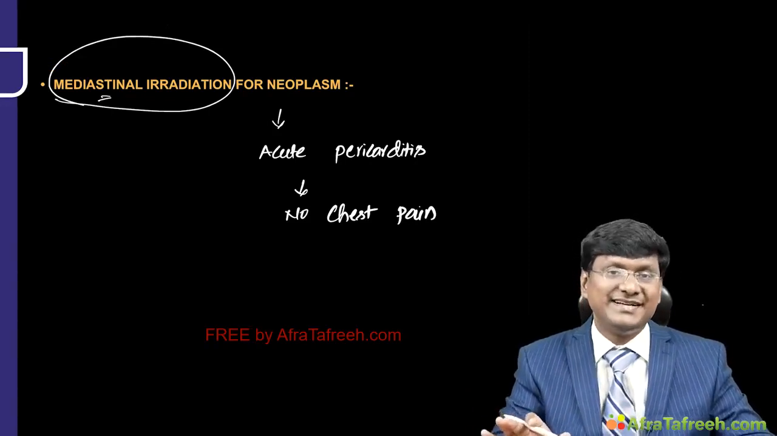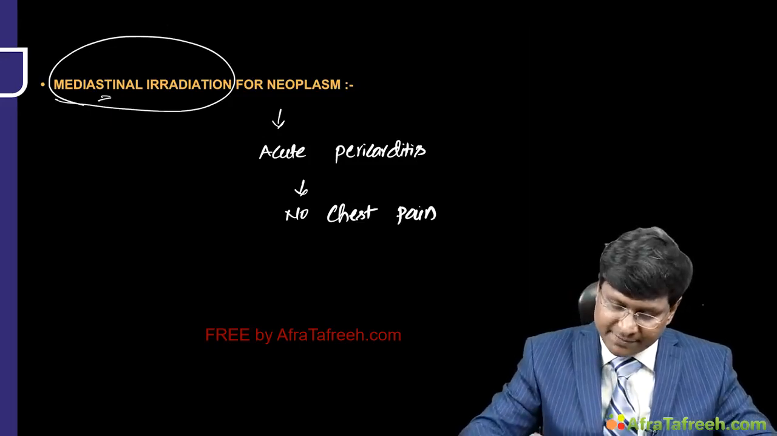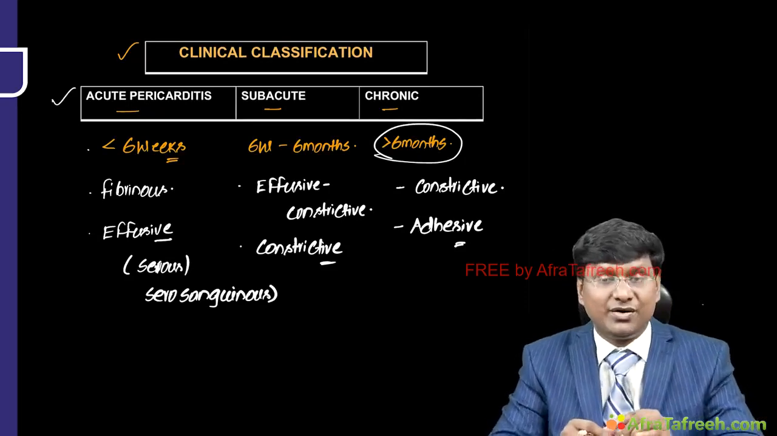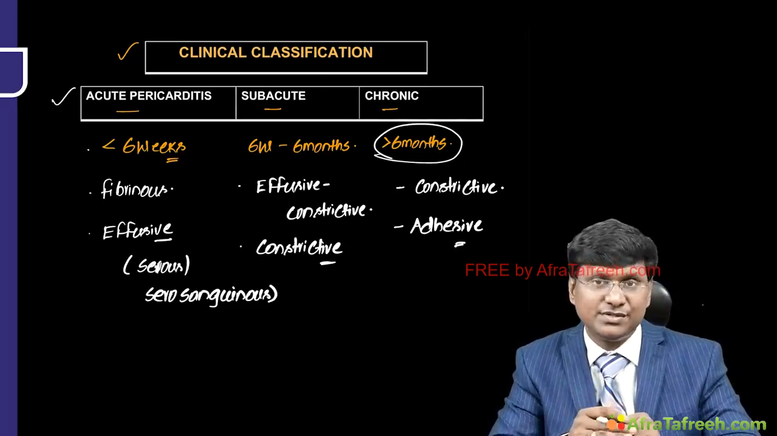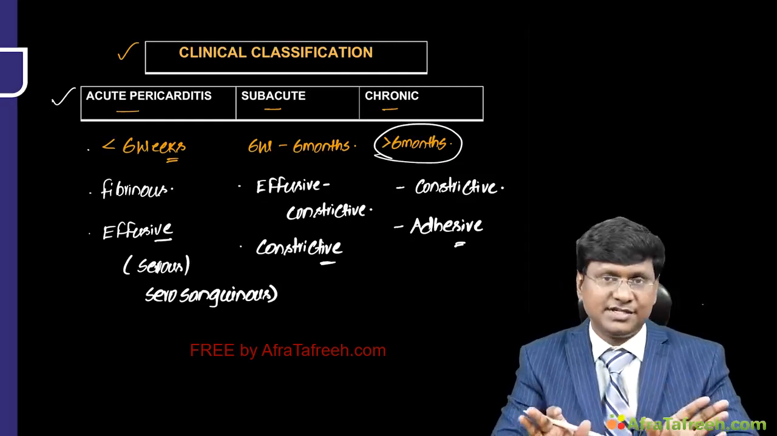So this completes the discussion of this very important topic, pericarditis. If you take pericarditis, it is acute where the duration is less than 6 weeks, subacute around 6 weeks to 6 months, and chronic beyond 6 months.